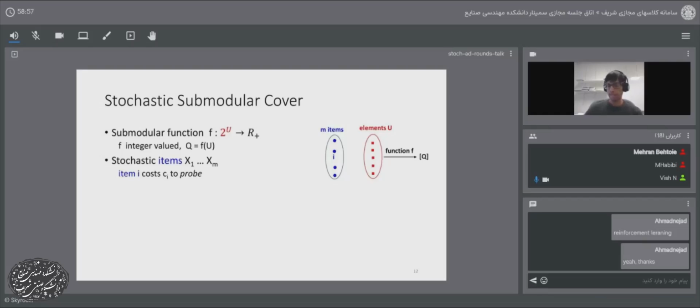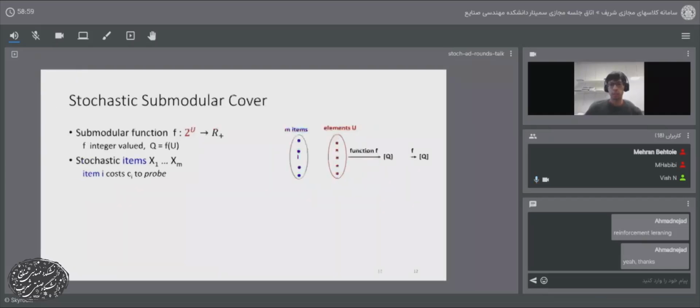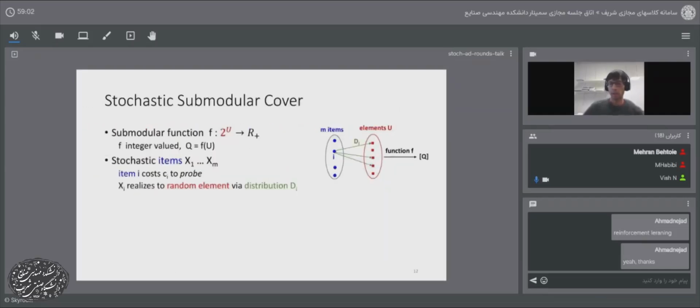So every item is going to realize to a random element according to some distribution d_i. So we know the distribution of every item. So maybe this particular item over here will realize uniformly to one of these three elements that it points to. So with probability 1/3, it'll realize to this element here. With probability 1/3, it realizes to this one. And with the remaining probability of 1/3, it realizes to this third element. So we would know this probability distribution for every item, but we don't know the exact realization.